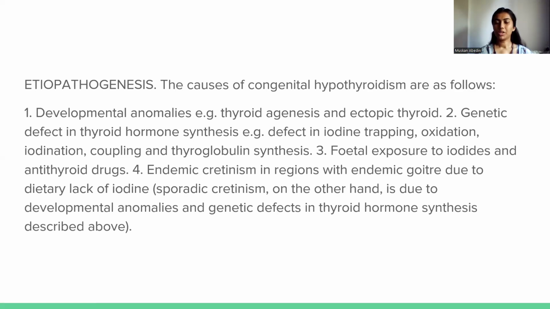So the government made it a rule to add iodine to the salts. Whatever salts are available nowadays, all of them have iodine. Even the food and the region did not have iodine for the people who live in the hilly regions. On the opposite side, the people who live in the plains get iodine from many of the foodstuffs, and even the climate is different there. So many factors are responsible for iodine absorption. Sporadic cretinism, on the other hand, is due to developmental anomalies and genetic defects in thyroid hormone synthesis described above.